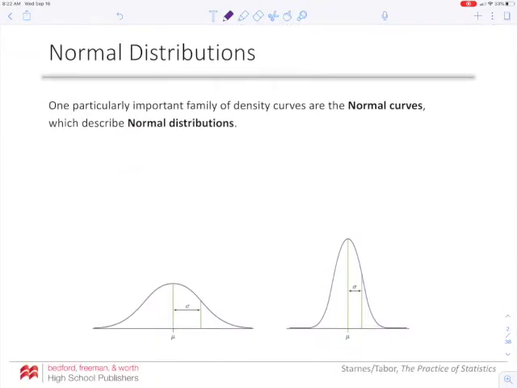So one family of density curves that we will be using all throughout the school year are called normal curves, or also normal distributions. A normal distribution is essentially just a symmetric density curve. So we have two examples here, one that is quite spread out and one that is not so spread out.